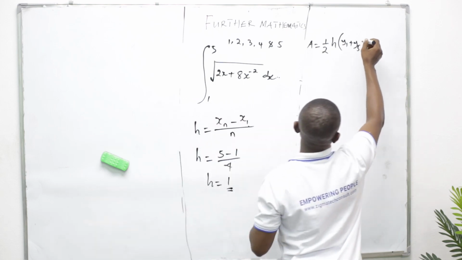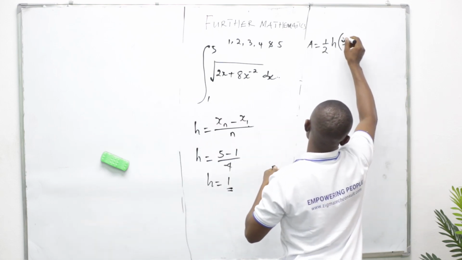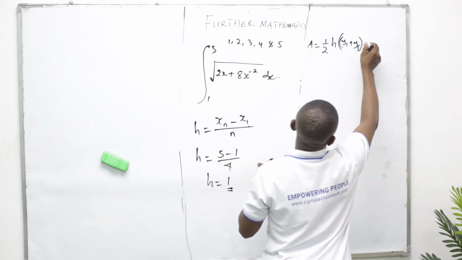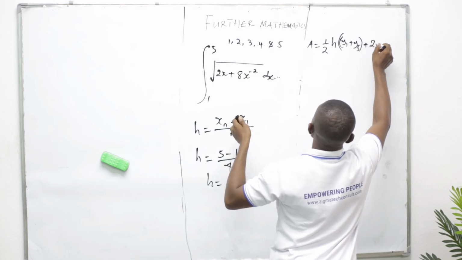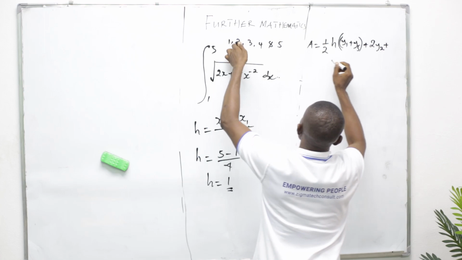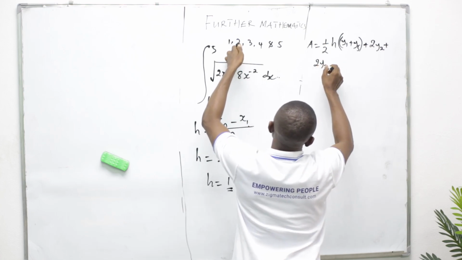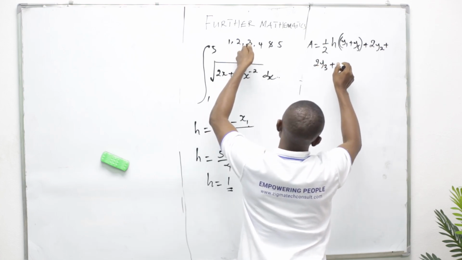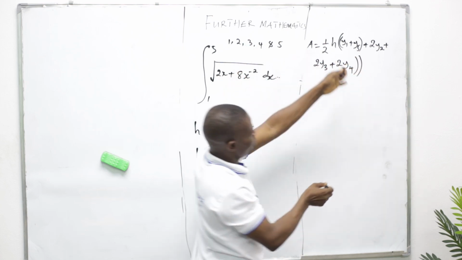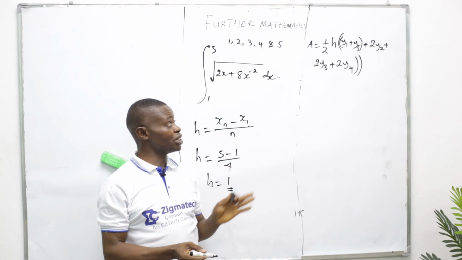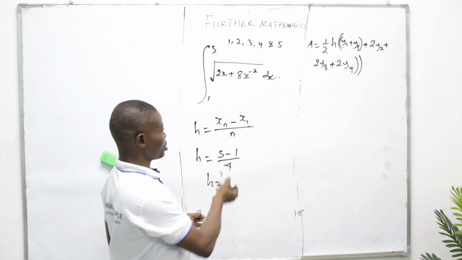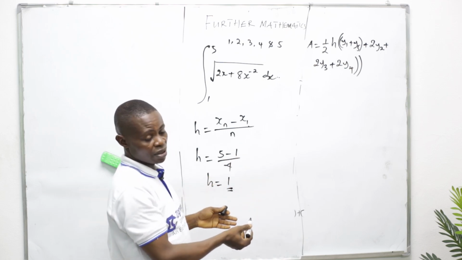Okay, so these are separate entities here. Plus 2y2, the second one, plus 2y3, the third one, plus 2y4. Finish. This is your formula for this question. You see, I'm generating it. I'm not struggling with it. I'm just taking my time to break it down.